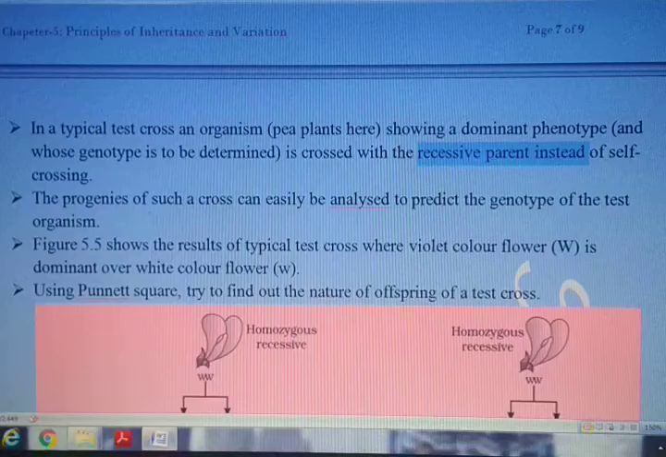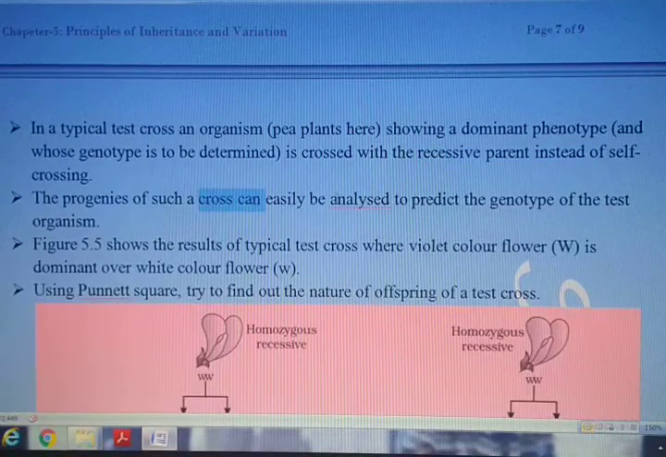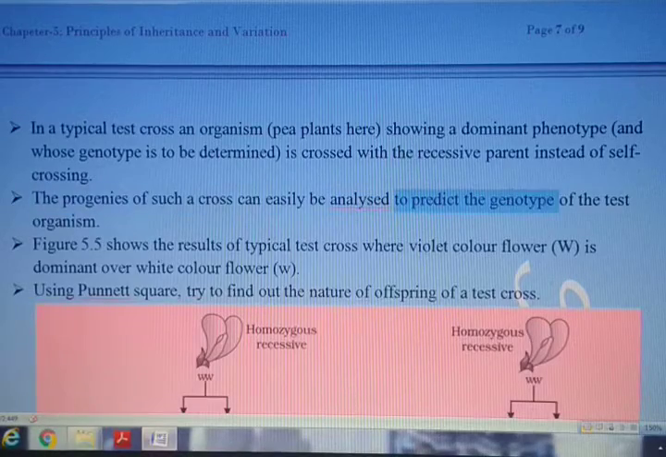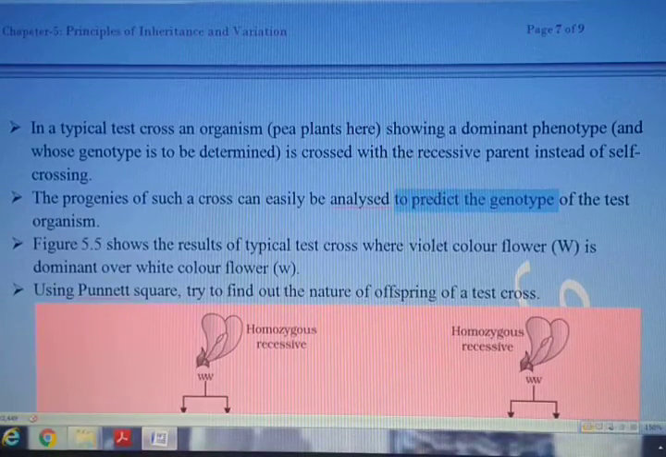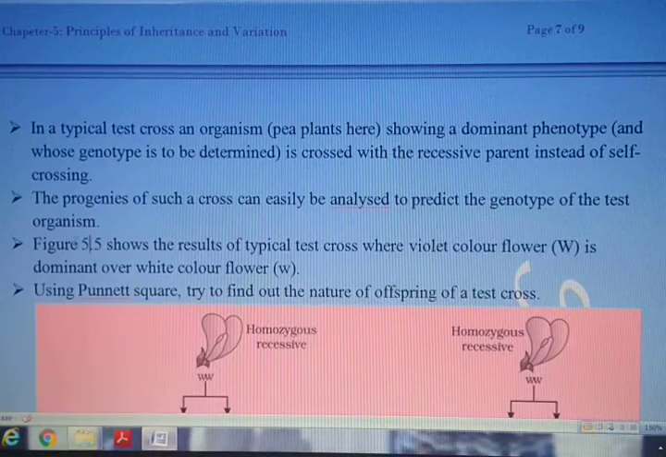The progenies received from such a cross can be easily analyzed to predict the genotype of the organism, because one of the parents, the recessive parent, we know. The other parent we do not know. But here we can determine the genotype of that second parent.